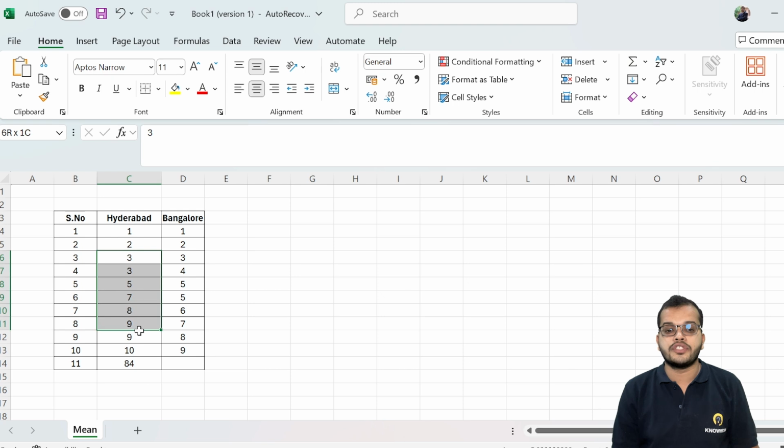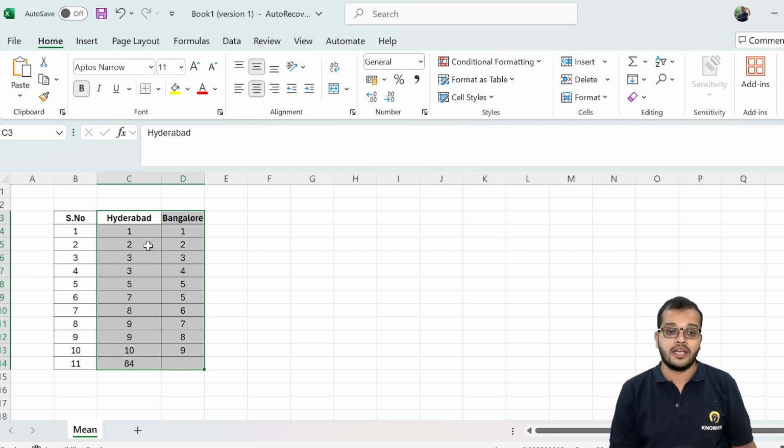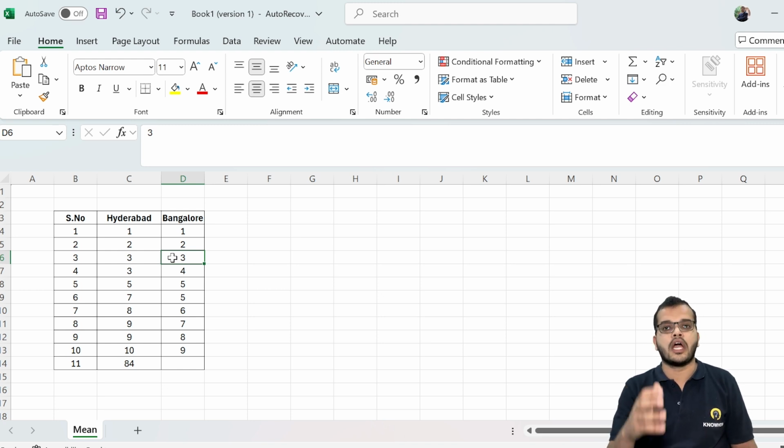Now if you carefully observe this Hyderabad data and Bangalore data, let's consider that it is vada pav sales. The vada pav sale in Hyderabad is something like this and in Bangalore it is something like this. When I'm talking about the sales perspective, we should make sure how much sales we have got, how much profit we have got, how much average sales we have got. So we need to find out all these things, right?